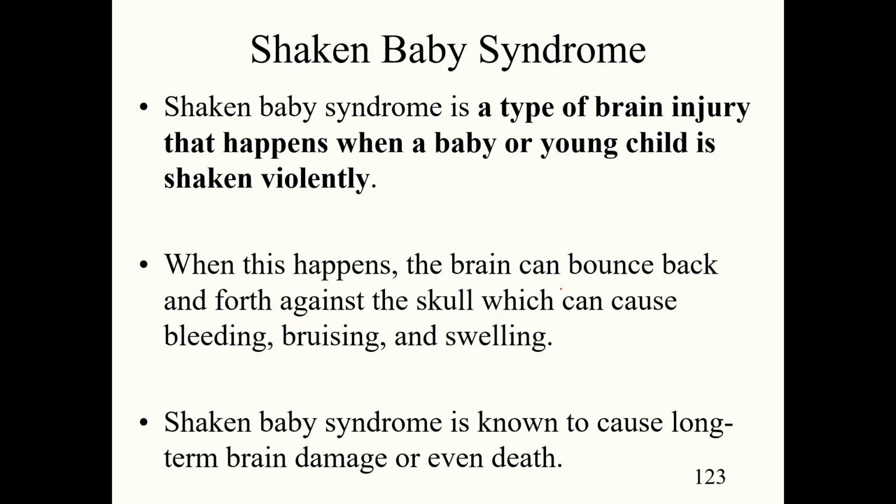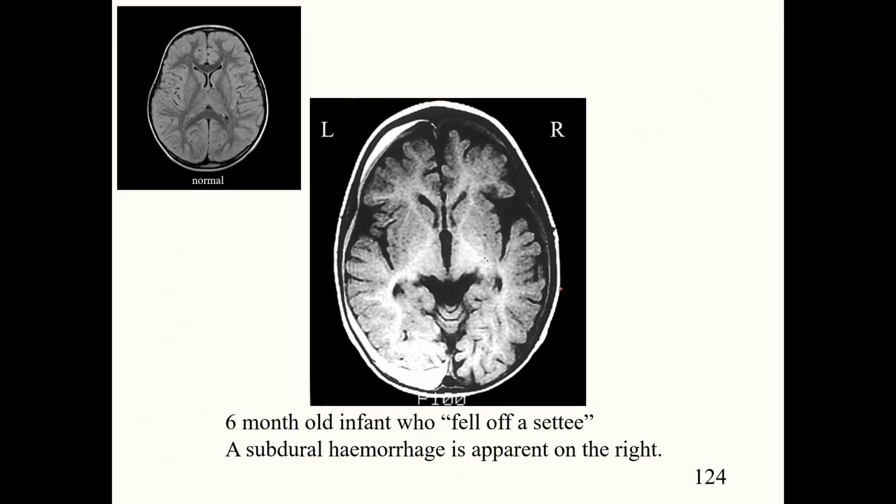So shaken baby syndrome is a type of brain injury that happens when a baby or young child is shaken violently. So this is not an accident, okay? This is not some kind of injury that was accidental. When this happens, the brain bounces back and forth against the inside of the skull, which can cause bleeding, bruising, and swelling. Now, with those cranial bones, there's not a lot of room for swelling of that brain to occur, right? Shaken baby syndrome is known to cause long-term brain damage and even death. So it is very severe.